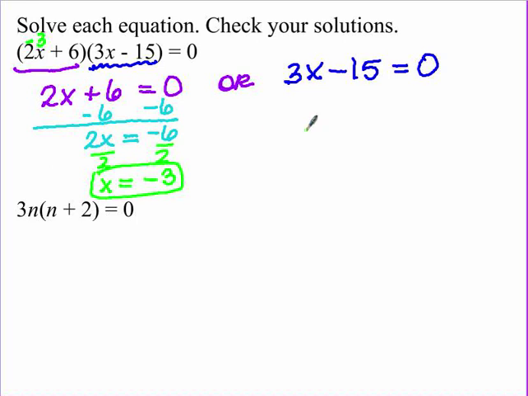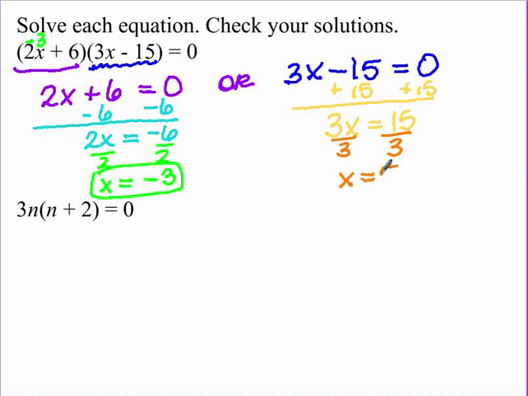Okay, there's your check. So now on the next one, I need to solve 3x minus 15 equals 0. So I'm going to go ahead and add 15 to both sides. So what do I get 3x to equal? 15. What do I need to do now? Divide by 3.